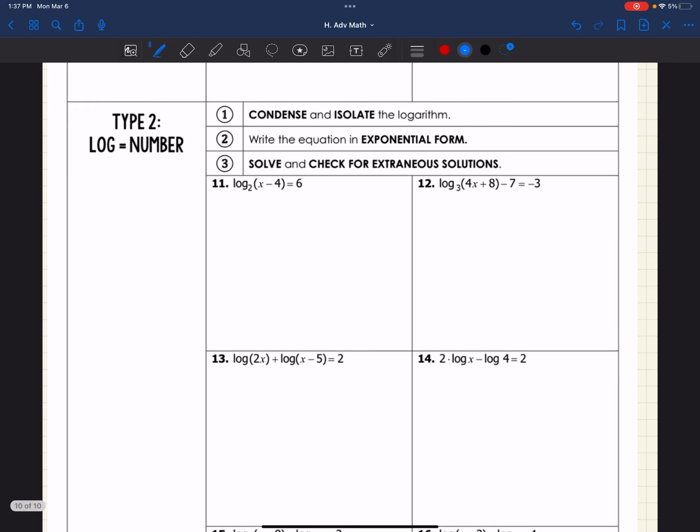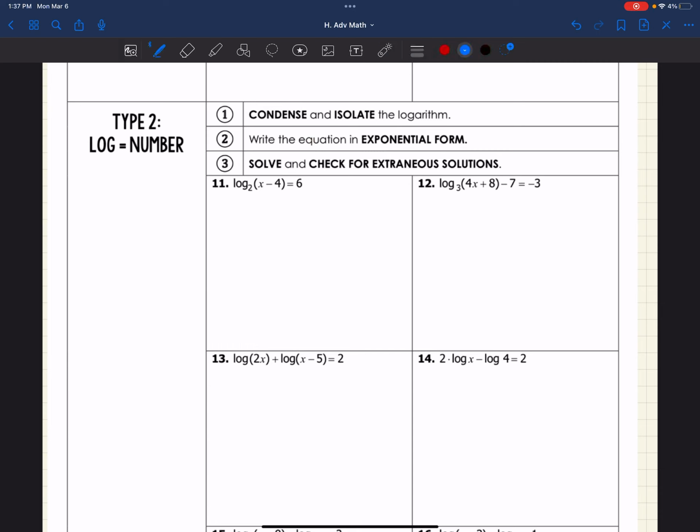So number 11, it says to follow the steps. First, you condense and isolate. In this case, is this condensed? It is, because we only have the word log written once. Is it isolated? Is it on one side of the equal sign? It is. So this one, we can skip step 1 and go straight into step 2, which tells us to write the equation in exponential form.